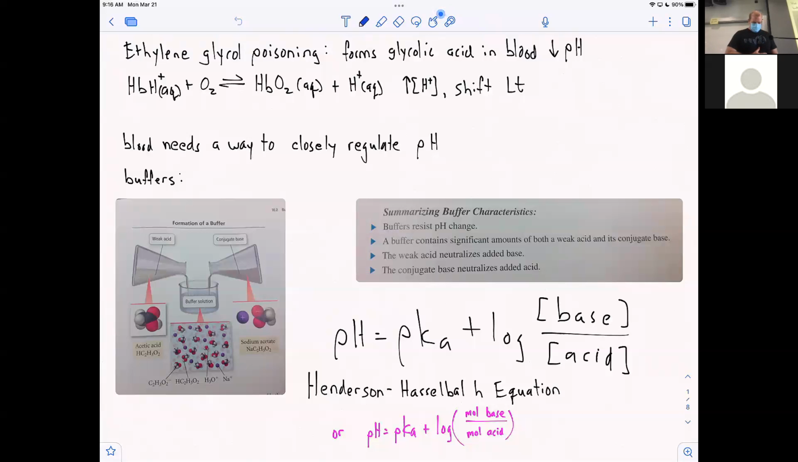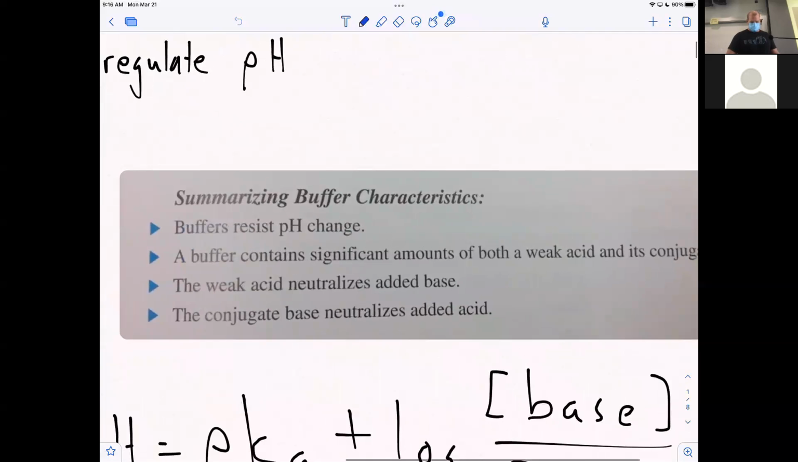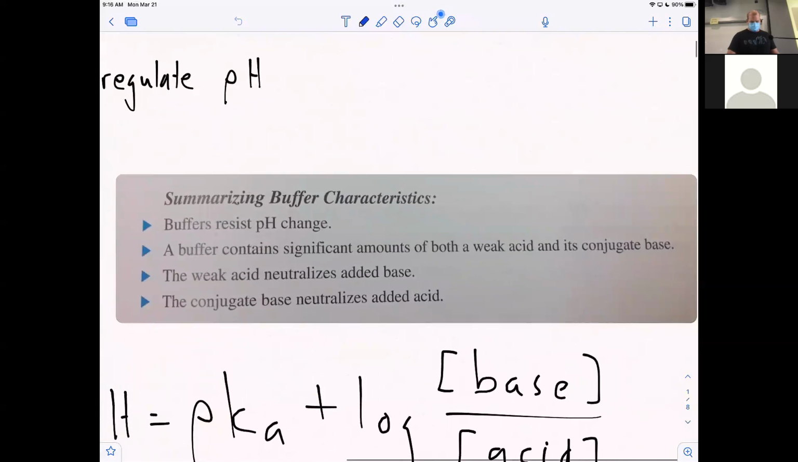Because blood has a very tight range in pH that it can work in, our body needs to regulate pH very closely. And we have something in our blood called a buffer. A buffer resists the change in pH. So what a buffer does is it resists pH change.